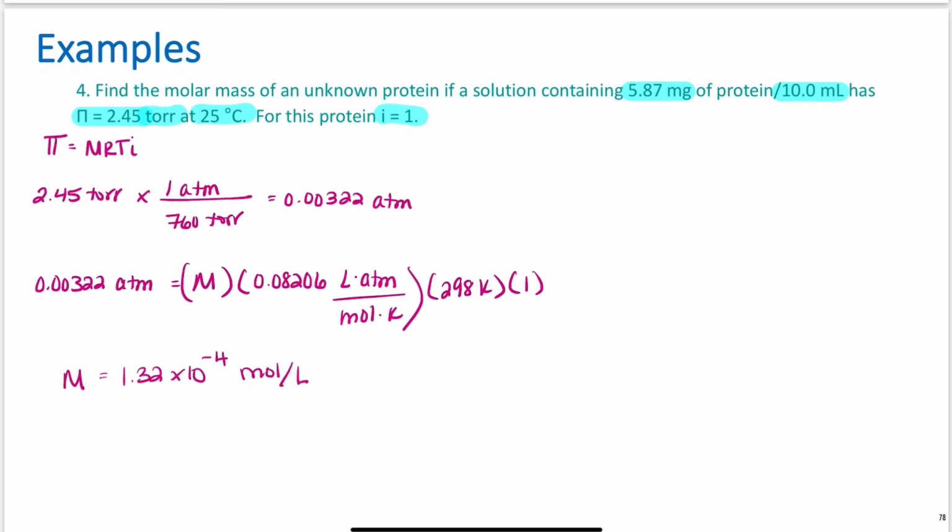Now I've got moles per liter. How does that help me find the molar mass? Well, what are your units on molar mass? Your units are grams per mole. So number of grams of protein divided by your number of moles of protein. We're told in the question that we have 5.87 milligrams per a 10 mL solution. I'm going to write P for protein.